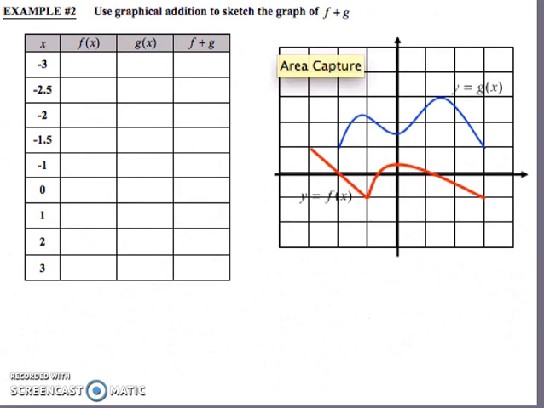Our next example allows us to give an actual graphical representation of what it would look like if we added the functions f plus g. So we've got these pictures on our graph, and I'm going to color code this for you so that you can see what we're doing here. I'm going to start with f of x.